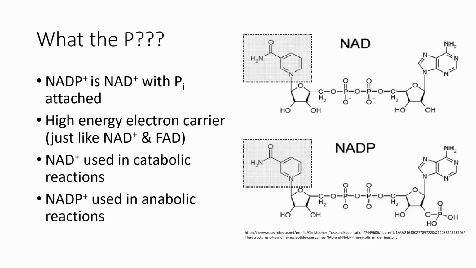So what's with the P? Well, it is simply noting that NADP is NAD with an extra phosphate group attached. The major difference is that NADP and NADPH are used in anabolic reactions. NAD plus and NADH are used in catabolic reactions. And if you remember, catabolic reactions break stuff down.